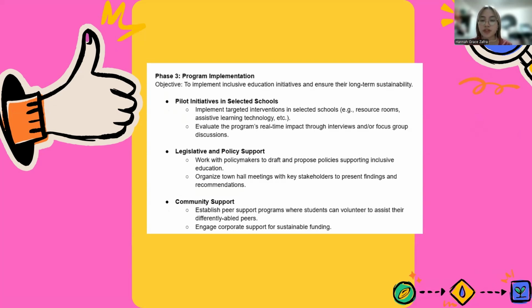The third phase for the operational plan of the ABLE campaign is the program implementation. The goal here is to apply inclusive education strategies in real school settings. Here, inclusive practices will be launched in selected schools and we can gradually observe from then on their effectiveness.